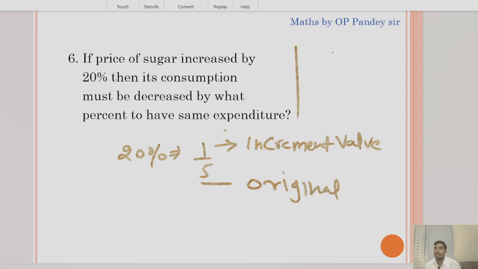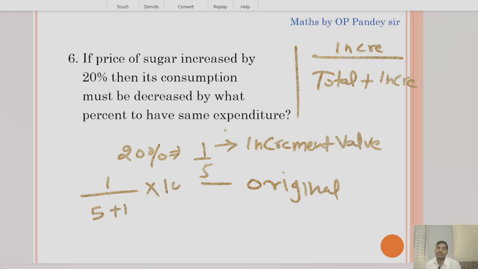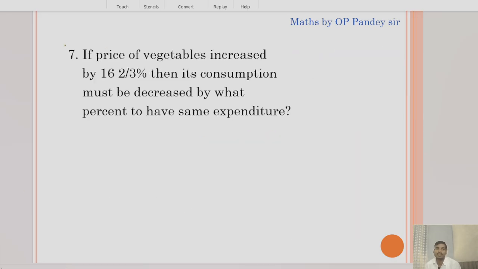Shortcut is increment divided by total plus increment. If price is decreased, then decrease divided by total plus decrease. So this is 1 divided by 5 plus 1, into 100. This is 1 divided by 6 into 100. Answer must be 16 whole 2 divided by 3%. Correct? Next question, please see.